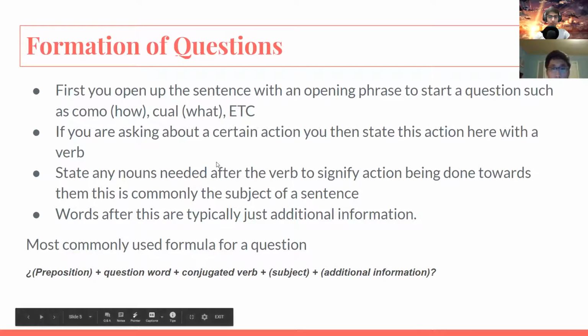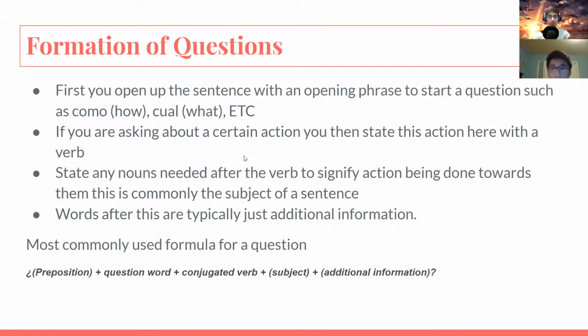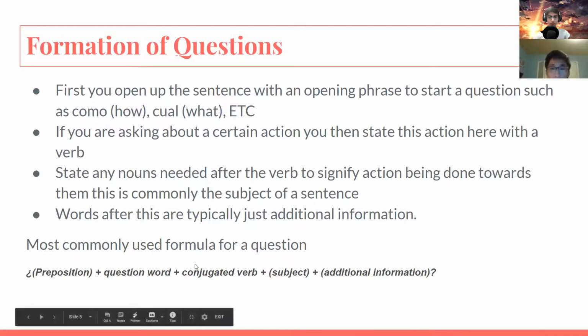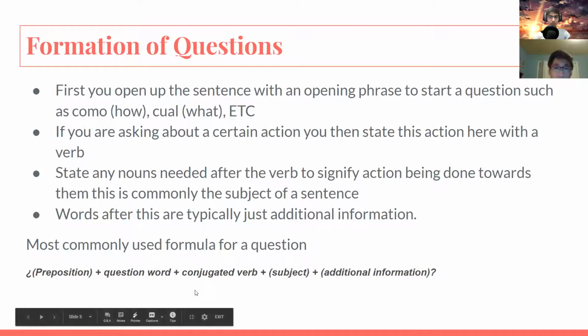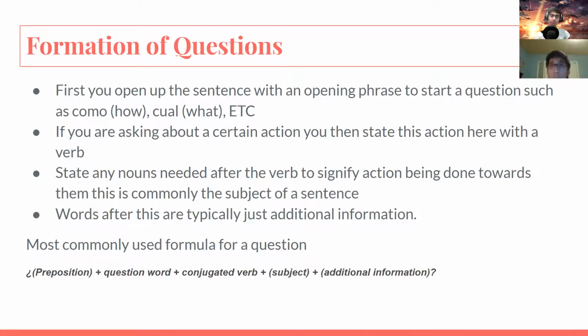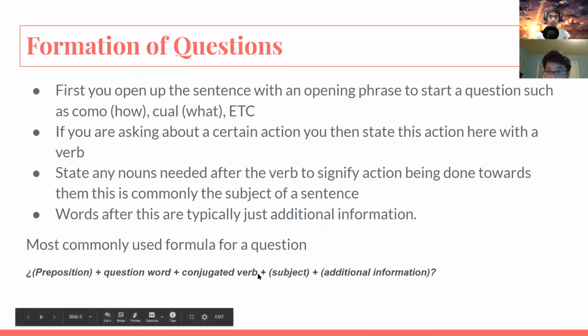After this step, whether you use one of these words or not, if you are asking about a certain action, then this is where you state the action with a verb. You gotta make sure that the conjugated verb makes sense to how you ask the question. For example, if you're using the tú form, if you are asking about the person themselves, like how are you doing, you would use the tú conjugated verb there. Or the ella form when asking a person about another person, like what was this person doing? That's when you would use that.